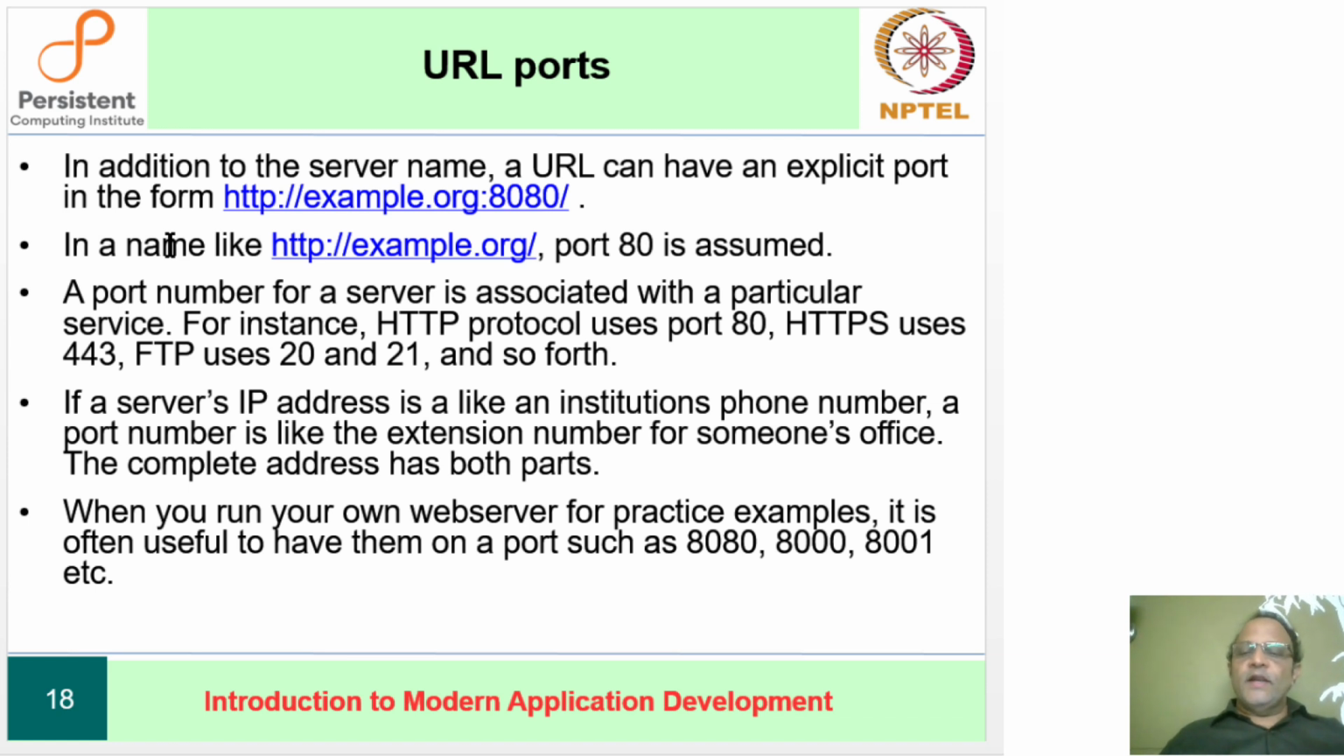If a server's IP address is like an institution's phone number, a port number is like the extension number for someone's office in that institution, and the complete address for a person in the case of the office is both parts. Similarly, the complete address for a service is the name of the server followed by the name of the port. When you run your own web server for practice examples, it is often useful to have more than one web server running on different ports such as 8080, 8000, 8001, etc.